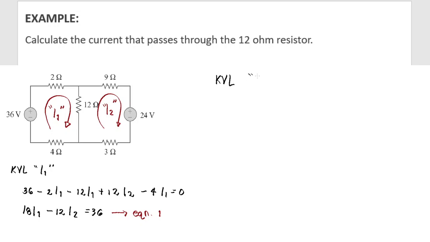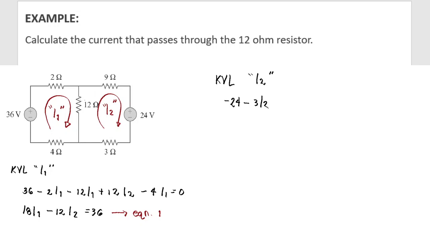KVL at I2. So I will start with this 24 volts voltage source. It enters the positive, leaves the negative, so that would be negative 24. What's next? It passes through this 3 ohm. Our point of reference is I2, so this will be a negative 3 I2.